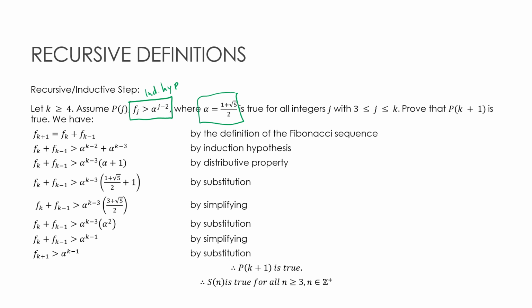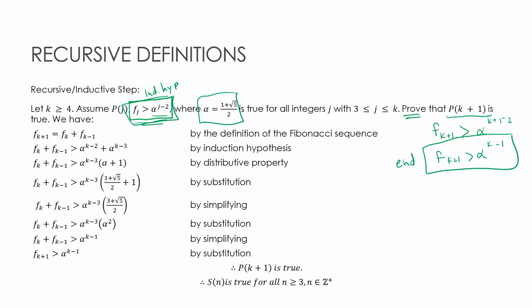Now, what we then need to show is that P of k plus 1 is true, which again, using my inductive hypothesis, means that f sub k plus 1 is greater than alpha to the k plus 1 minus 2. Well, of course, that means essentially I'm saying that it's greater than alpha to the k minus 1. So this is where we want to end, and this we're going to use as a true statement. So where am I going to start?